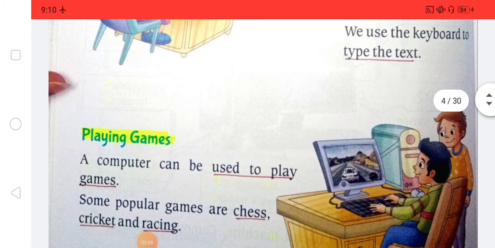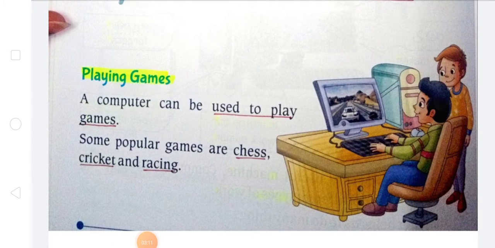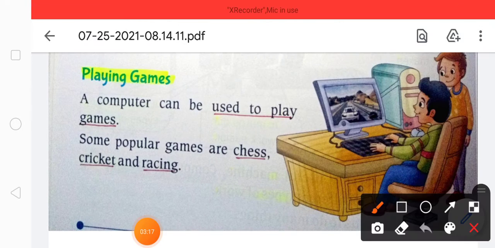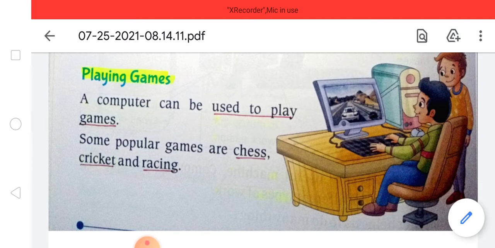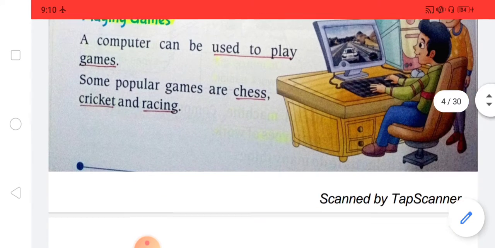And the third use is playing games. Here you see the boy is playing games with the help of computer. A computer can be used to play games. Some popular games are chess, cricket, racing, etc. So these are the games that we play on a computer.